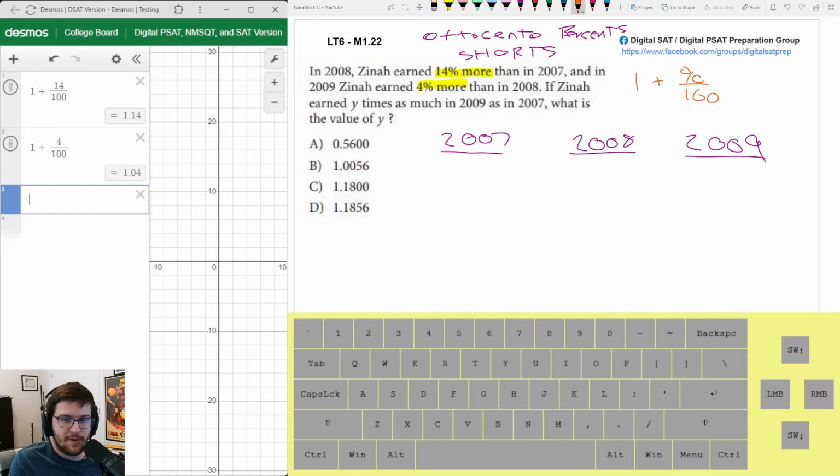Okay, so the percent multiplier for the first one is 1.14. Again, 1 plus percent over 100. That's for an increase, not for a decrease, just for an increase. And the other one is 1.04. Okay, so let me add that. Okay, let's come back over here.